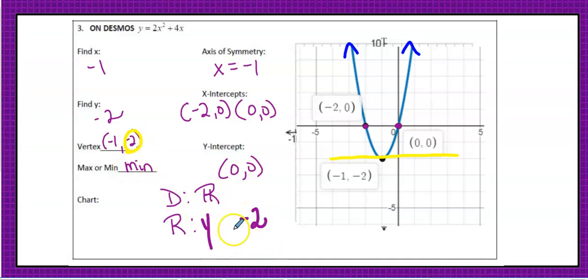If it's a minimum, it's greater than. If it's a maximum, it's less than. But just look at the yellow line and think to yourself, okay, that whole graph is above that yellow line. So that means that graph is greater than or equal to -2. And that's it. And that's the end of our notes, and we're right at 30 minutes.